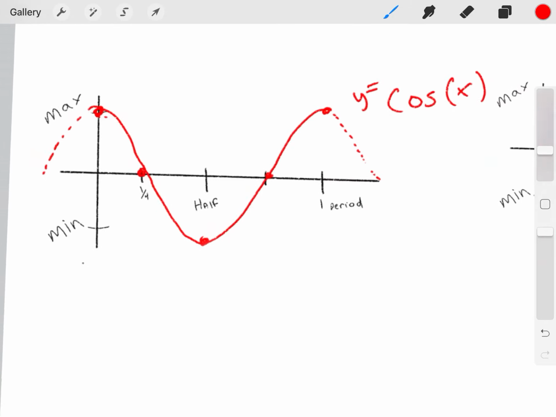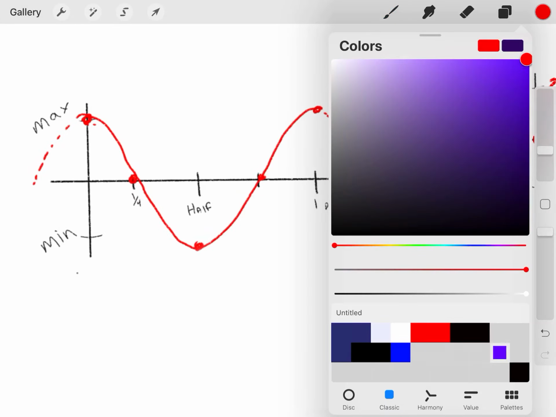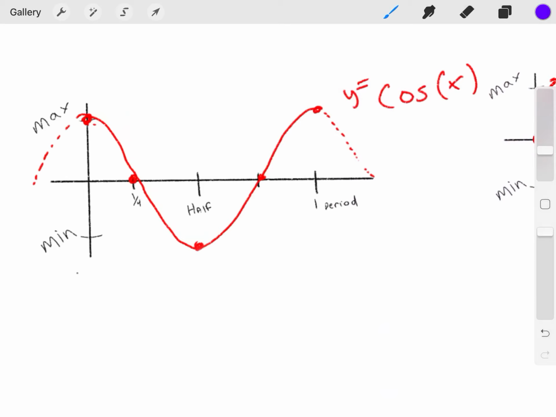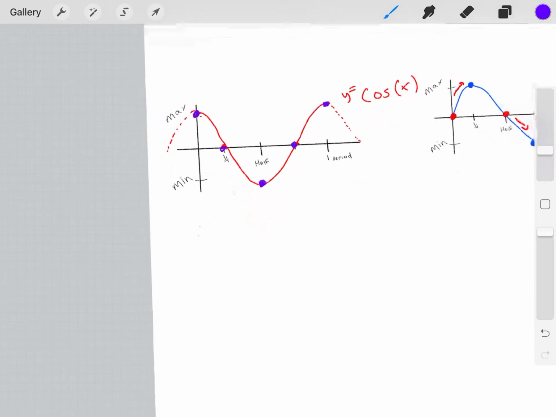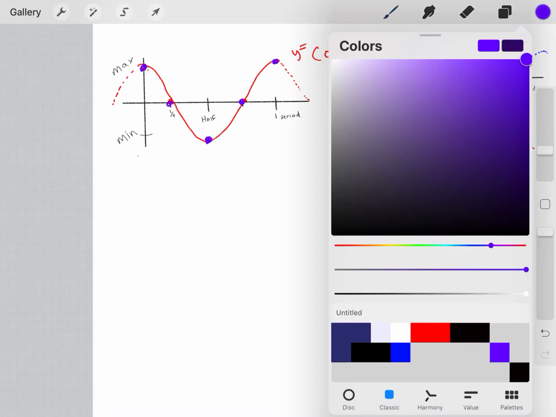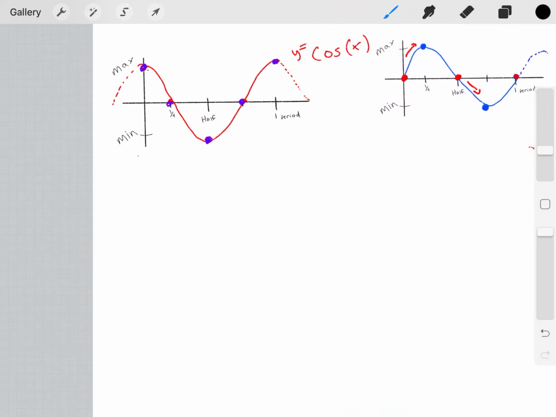Let's contrast that with cosine real quick. Cosine kind of starts and ends at the top point, and in the middle goes through 0. And at that quarter and 3/4 mark, it hits the zeros. So let's go ahead and look at a sine and cosine graph that doesn't have a period of 2 pi, and how do we approach it?